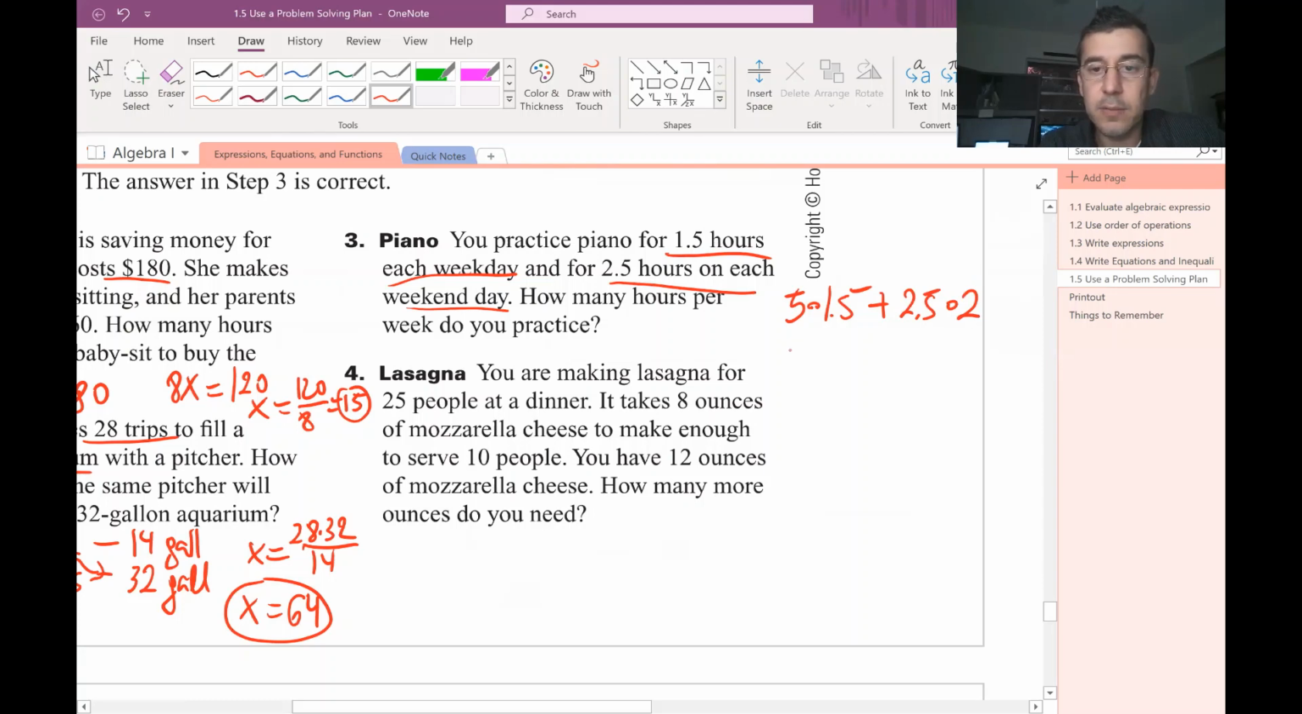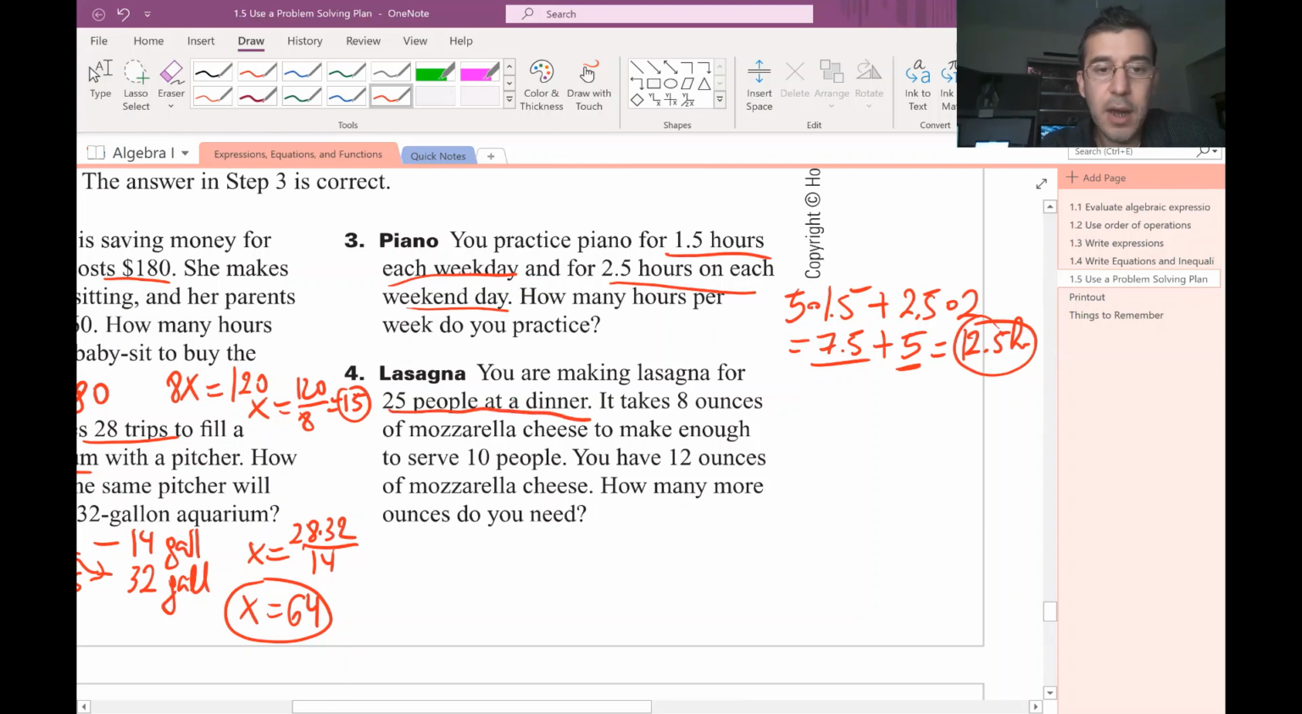Okay. So 5 times 1.5 is 7.5. That's how many hours you practice during the weekdays, and then plus 2.5 times 2 is 5 hours. That's what you practice on weekends. So this is 12.5 hours. Okay, that's 3.